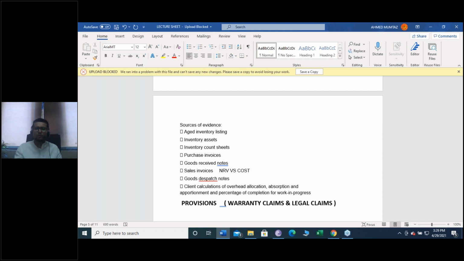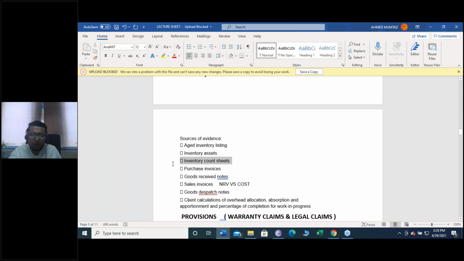NRV, what does IAS 2 say? Inventory should be valued at the lower of cost and NRV. So through sales invoices, I would like to verify the NRV and compare it with the cost, and if it is below cost, the inventory needs to be written off. The relevant adjustment is required.